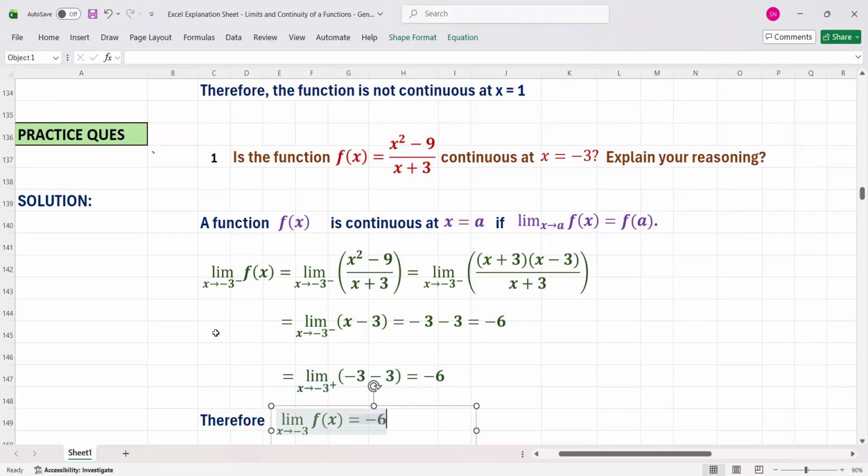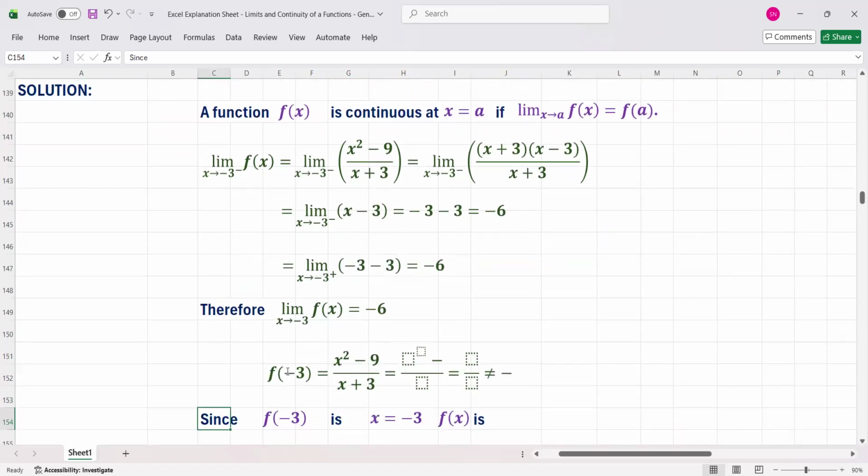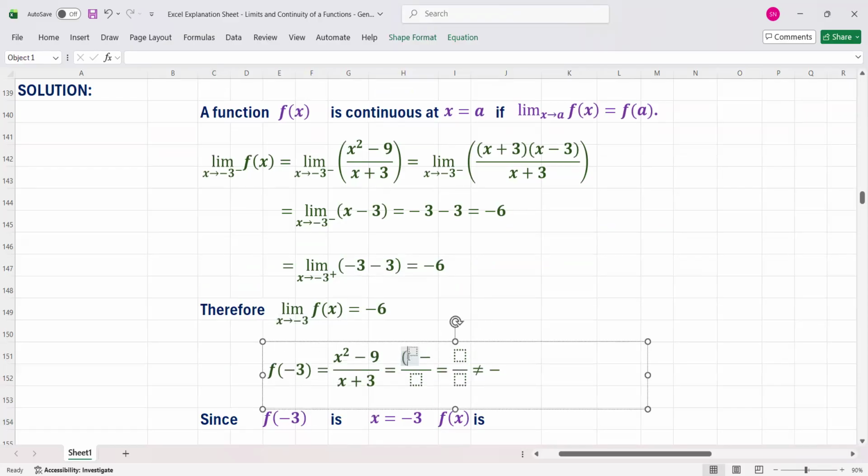Okay, so this is the limit. Now we must evaluate f of x. So we are putting negative 3 into the original equation, which is x squared minus 9 over x plus 3. We have found the limit. Now we want to find the function value. So what is f at negative 3? This will give me negative 3 all squared minus 9, and then in the denominator, negative 3 plus 3.